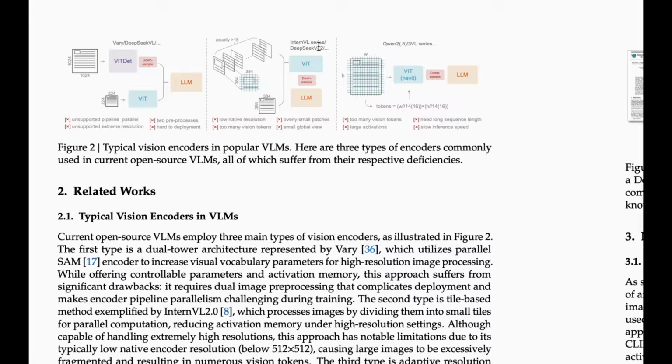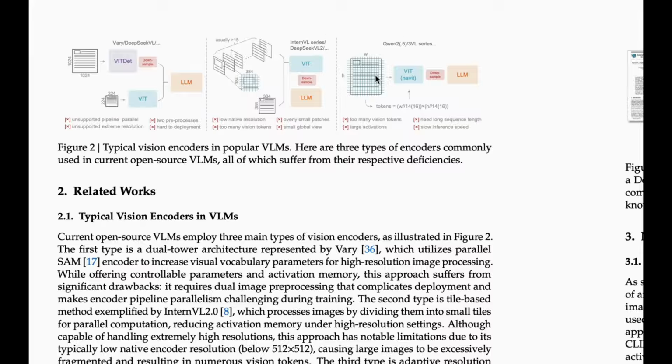What it does is it chops your image into tiny tiles. And the problem with this is if your native resolution is very low, like 448 by 448, a big document gets cut into hundreds of pieces. You end up with too many tokens, which is so much. And that's the main problem with this.